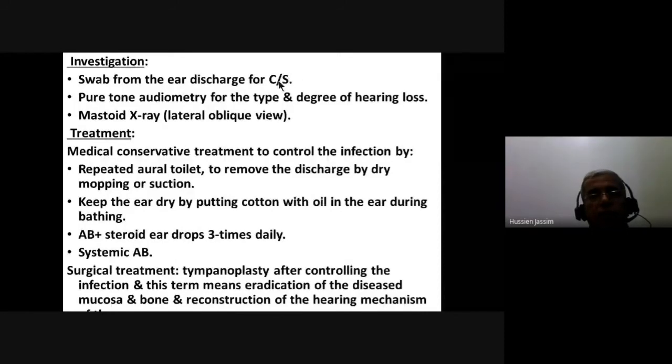In investigation we have to take a swab for culture and sensitivity. We do a pure tone audiometry for the patient and we have to do an X-ray or radiological investigation, meaning a lateral oblique view X-ray, or preferably a CT scan to see the whole temporal bone.